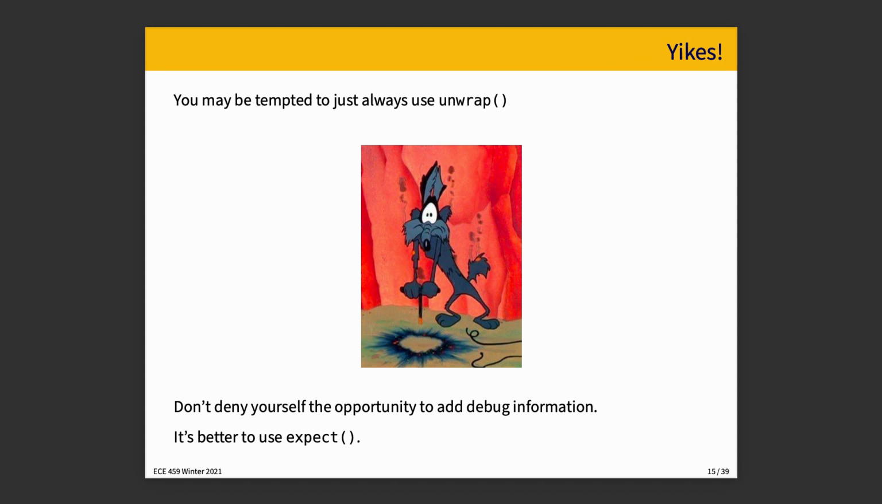So you might be tempted to always use unwrap, which, like Wile E. Coyote discovers here, has a slight tendency to blow up in your face if something did actually go wrong, because you don't handle the error very gracefully. And I suggest that you use expect more because you shouldn't deny yourself the opportunity to add the debug information that would help you to figure out exactly what went wrong. And the other side of that is you should use result types for functions you write if things can go wrong. Make your future self happy by providing the information that you need to debug what has actually happened.